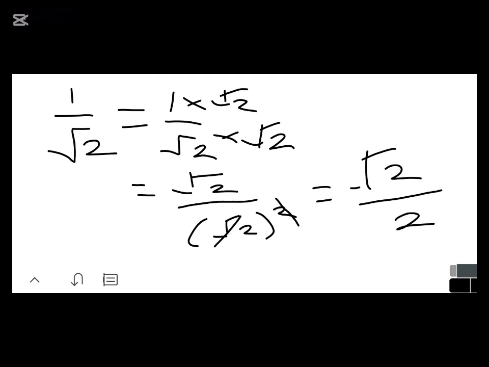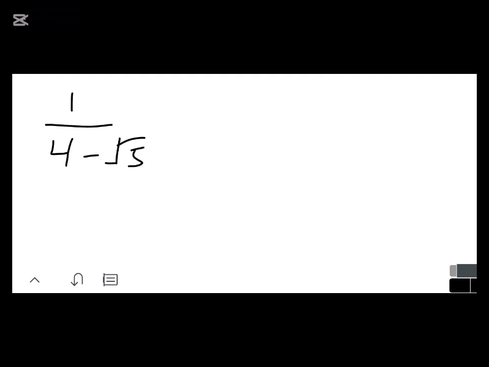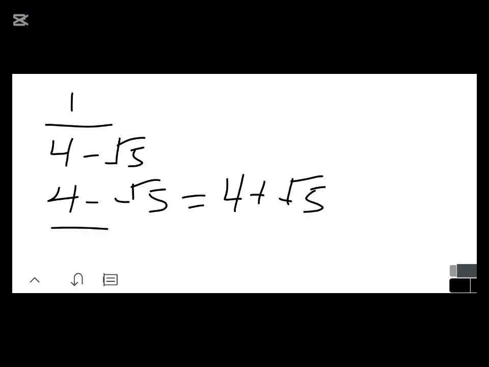So if you are given this example to rationalize the denominator, how are you going to go about it? So with this example, first we have to find the conjugate before we multiply the numerator and the denominator by it. So we have to find the conjugate of 4 minus square root of 5. In my previous video, I have already discussed how to find the conjugate of a set. So this time we are going to find the conjugate of the denominator. So the conjugate of 4 minus square root of 5 is 4 plus square root of 5.